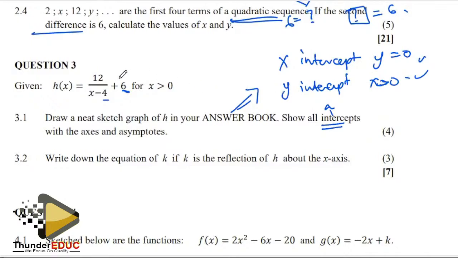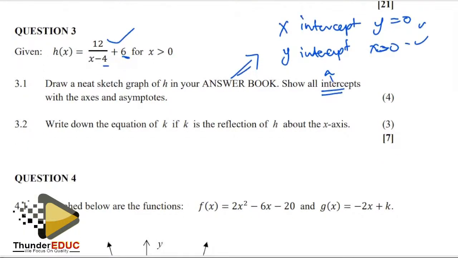Because now our a is 12, so we expect the hyperbola to be in quadrant number 1 and quadrant number 3. So even if a quadrant does not have any coordinates that you need to plot, just draw the arm there so that it is 2 arms of a hyperbola. Then write down the equation of k if k is a reflection. Now they are reflecting about the x-axis, then you'll have to sort that out.